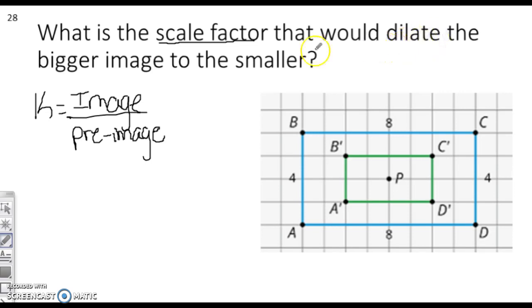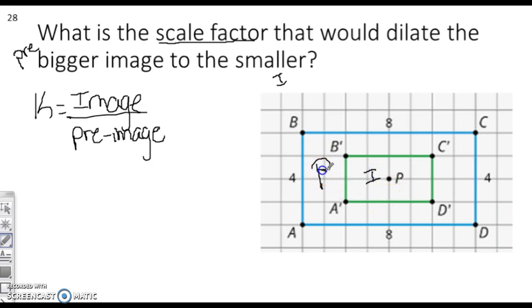So if we're trying to dilate from the bigger to the smaller, that means we start with the bigger one. That's going to be our pre-image, the one we start with. And we're going to end up with the smaller one. That's going to be our image. So I'm going to go ahead and label them. The bigger one will be the pre-image. The smaller one will be the image.